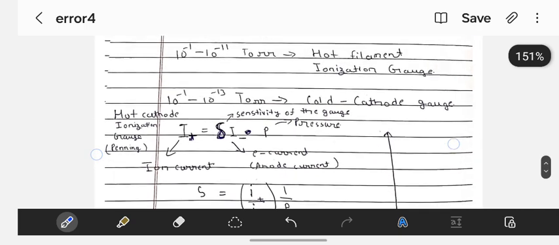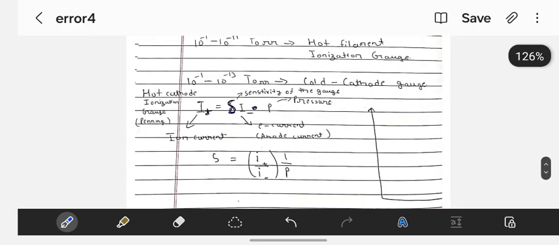Now here is one we will study, that is the hot cathode ionization gauge. We'll see how it works, so we get a better understanding of how we measure pressure in actual instruments.